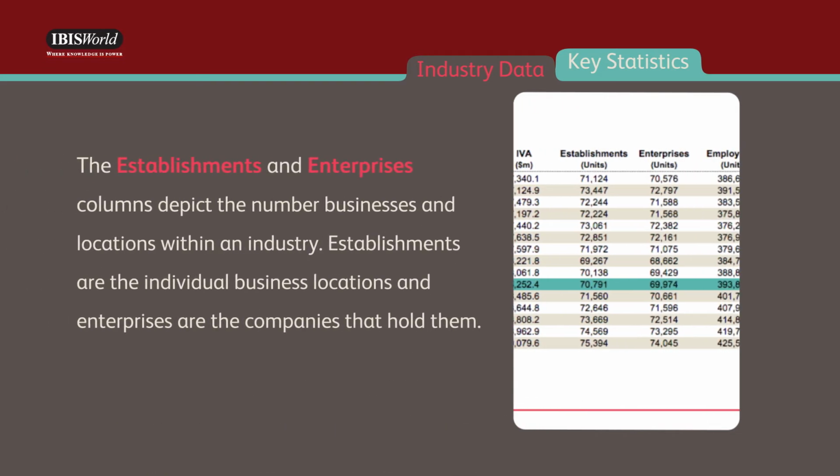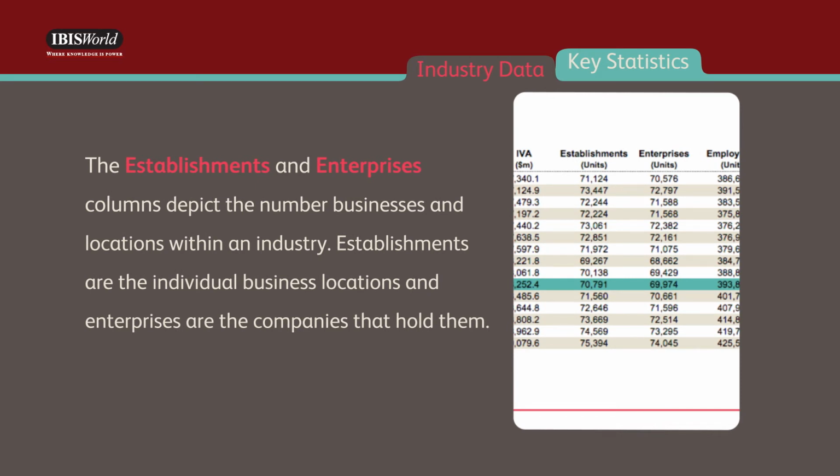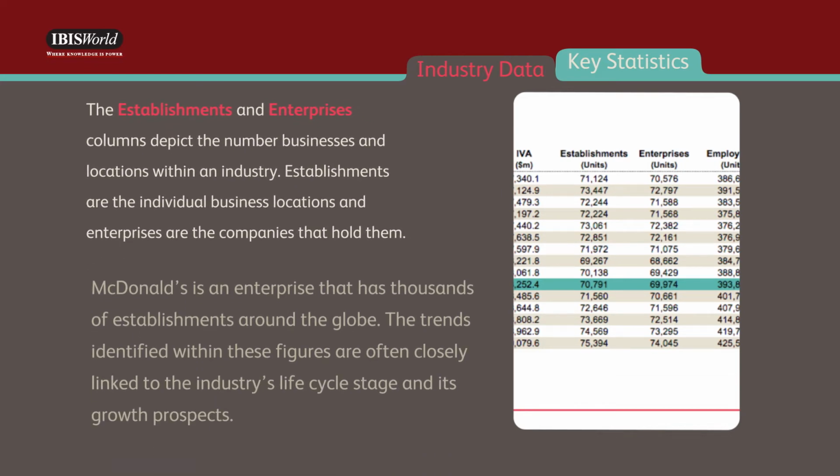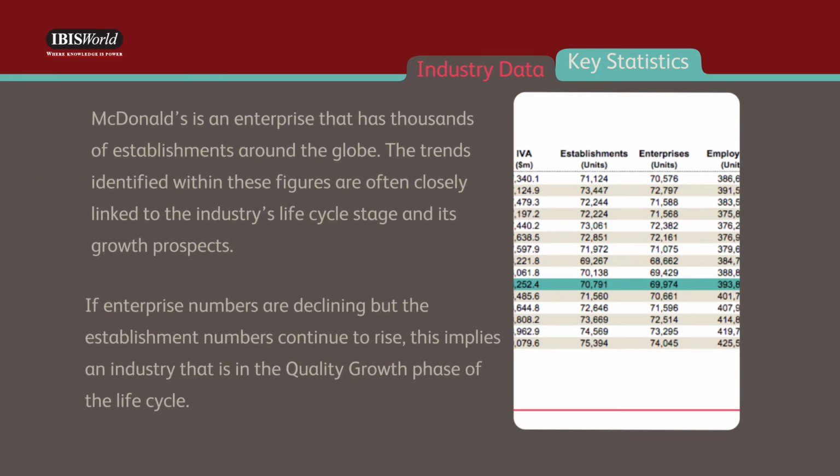The Establishments and Enterprises columns depict the number of businesses and locations within an industry. Establishments are the individual business locations, and enterprises are the companies that hold them. For example, McDonald's is an enterprise that has thousands of establishments around the globe. The trends identified within these figures are often closely linked to the industry's life cycle stage and its growth prospects. For example, if enterprise numbers are declining, but the establishment numbers continue to rise, this implies an industry that is in the quality growth phase of the life cycle.